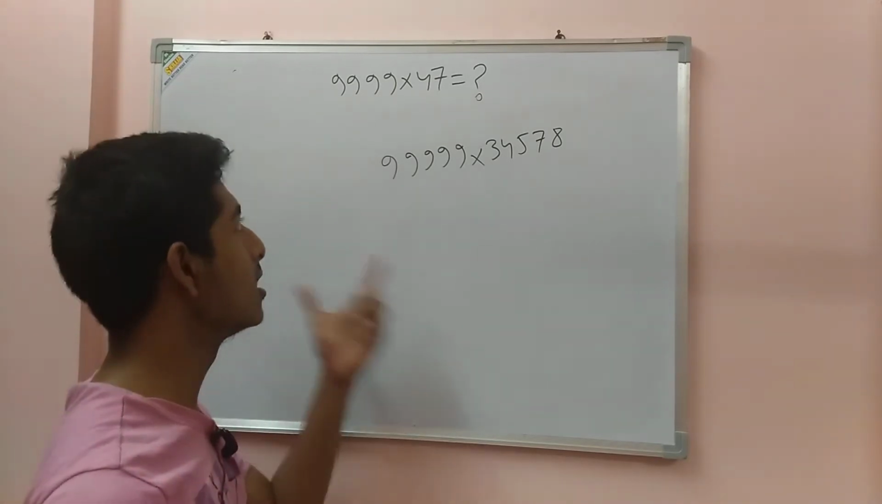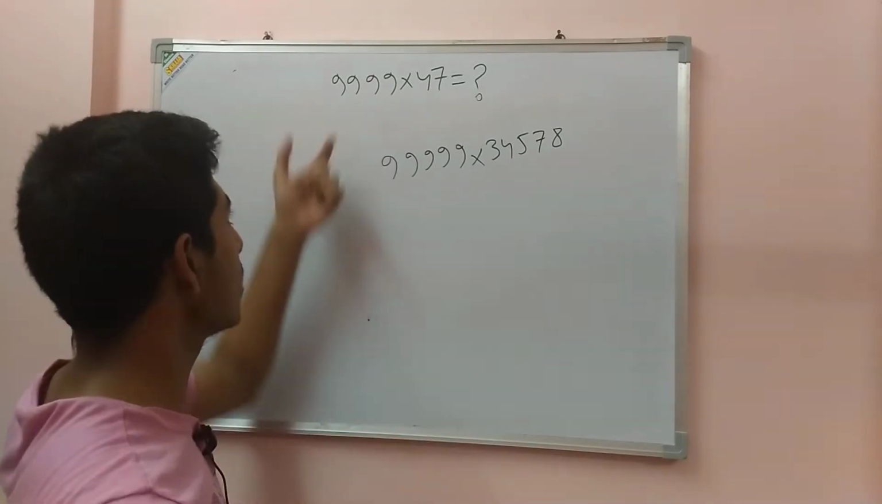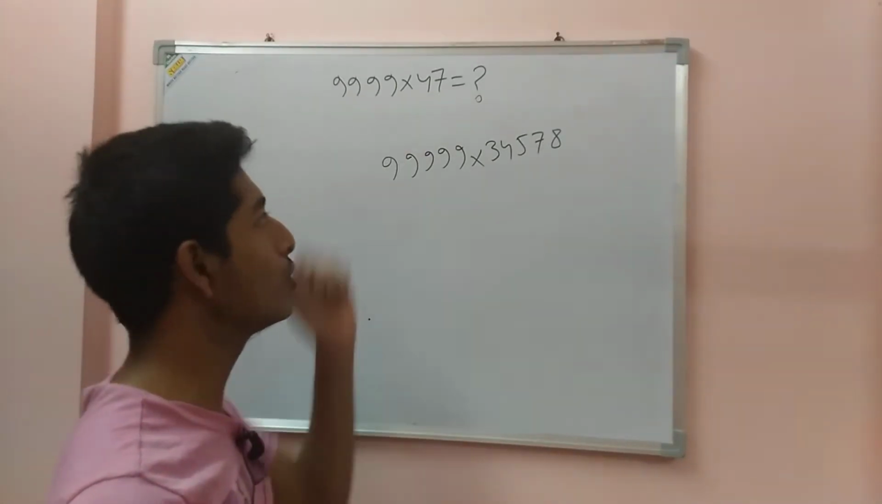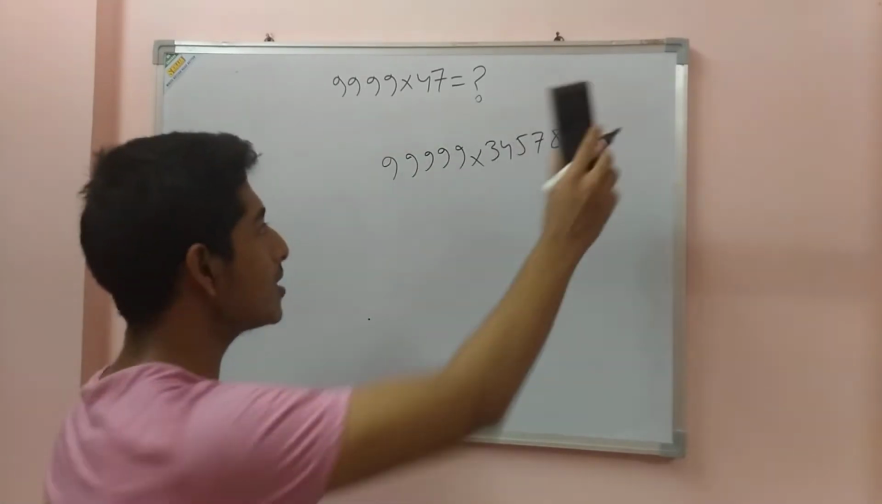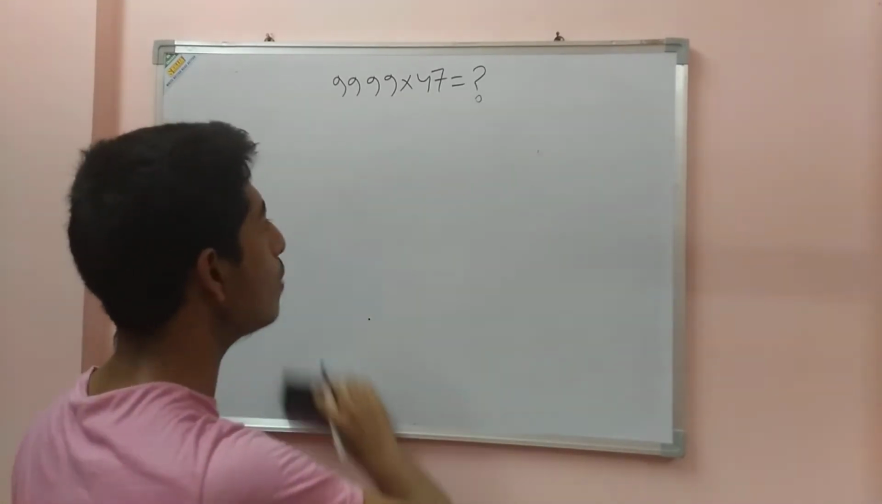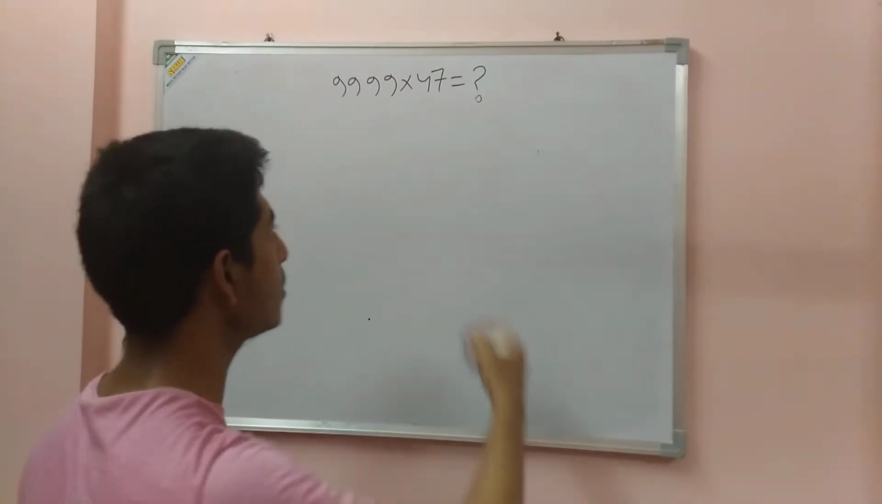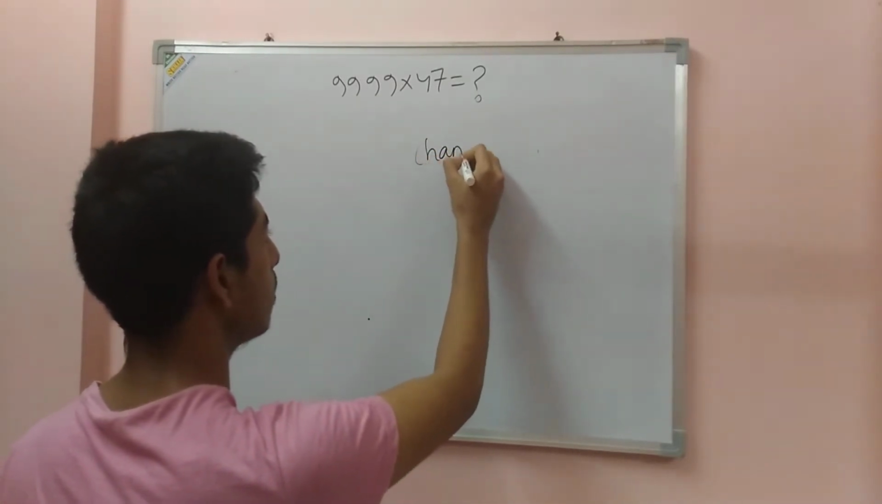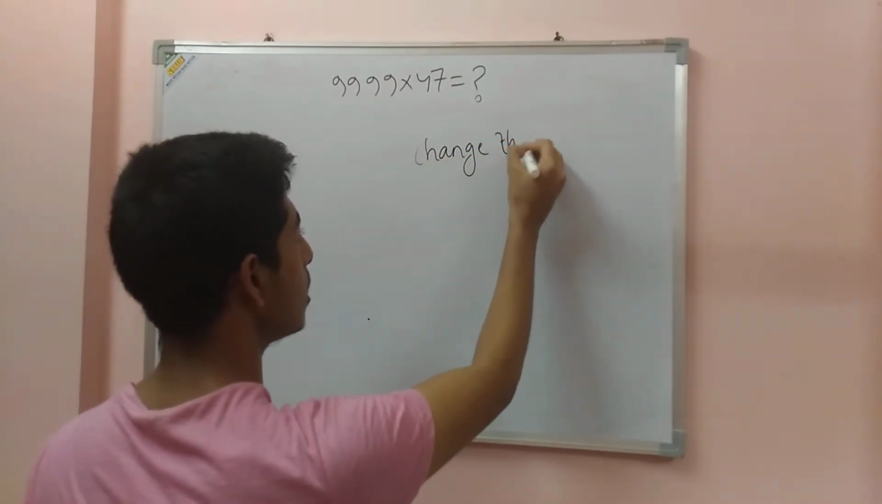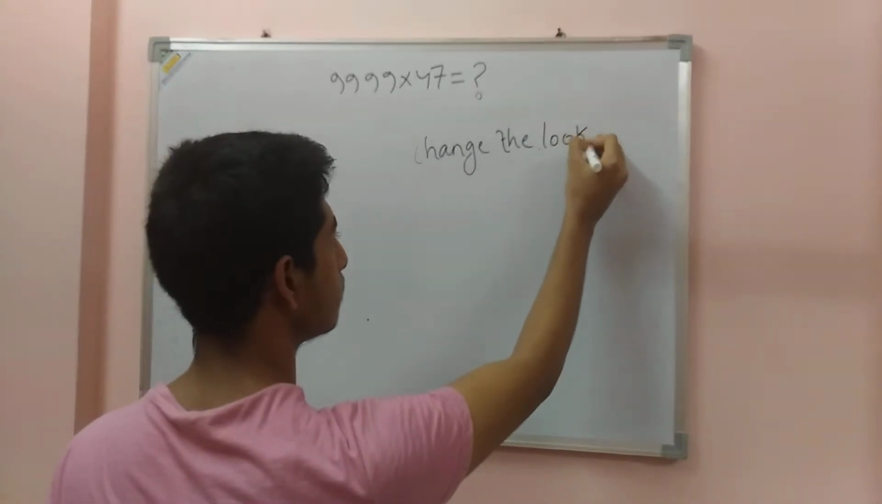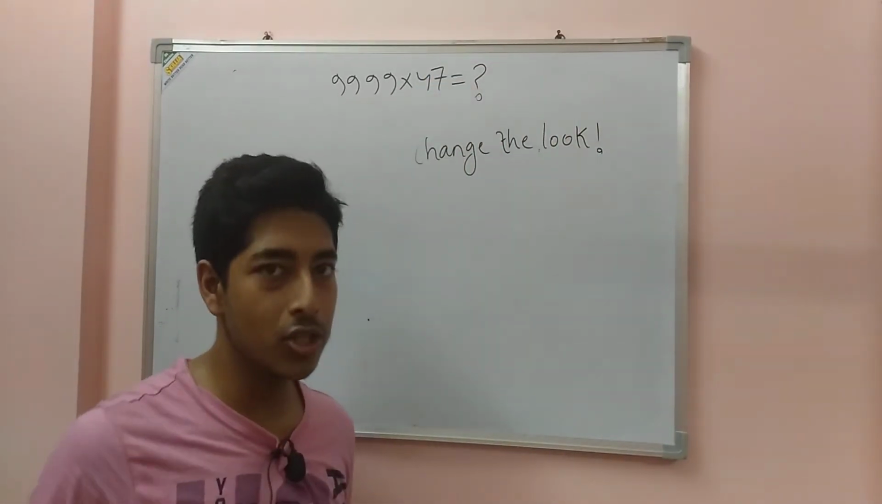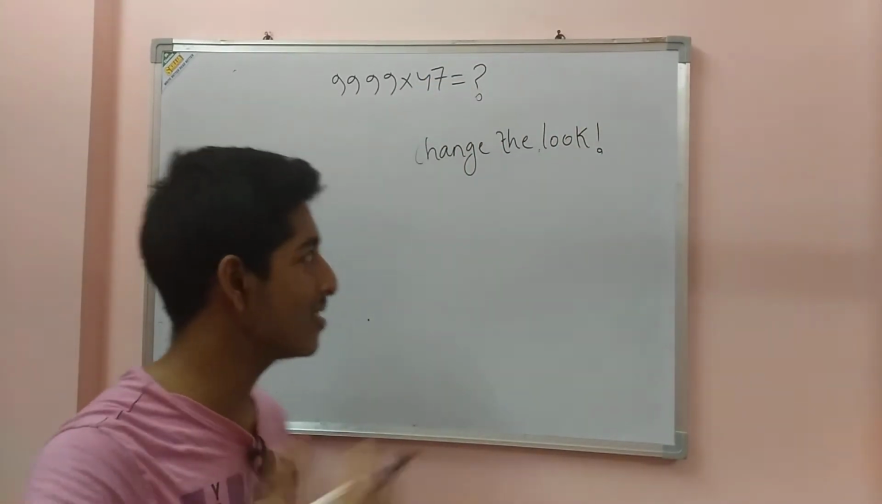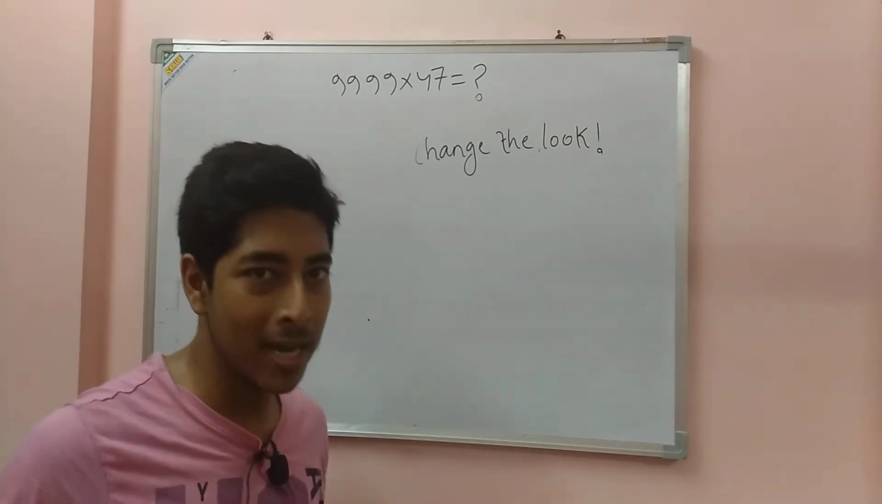This is a new type of case because we have 4 9s here, but we have 2 digits here. To solve this kind of problem, we need two approaches. The first approach is we need to change the look of the number. Now, what do I mean by changing the look? After all, we are not doing makeup on this number.